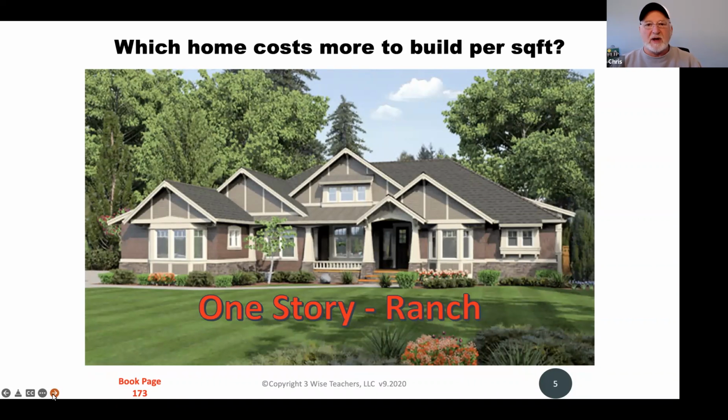Recently, they've been asking questions, and one of the questions that comes up on the test is, which of these homes costs the most to build per square foot? And the answer is simply, it's a 1-story ranch. And you say, well, why is that?